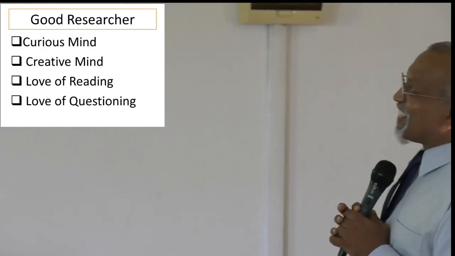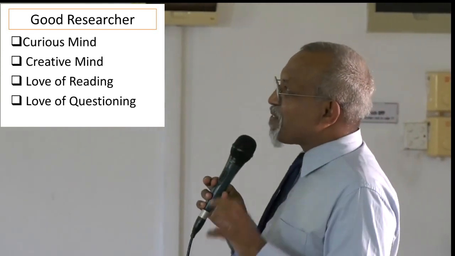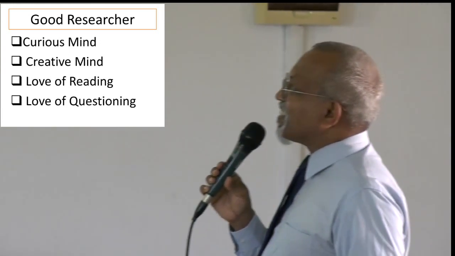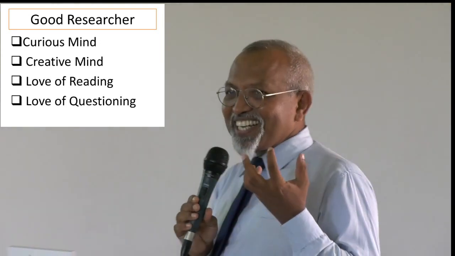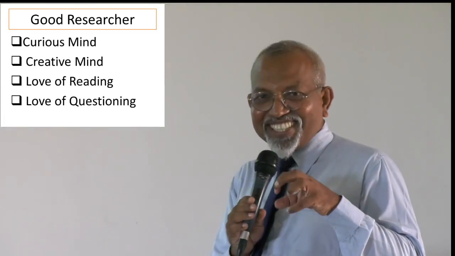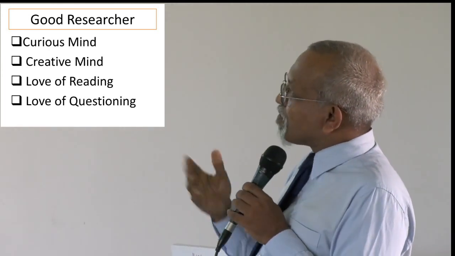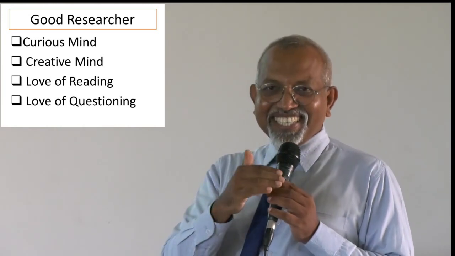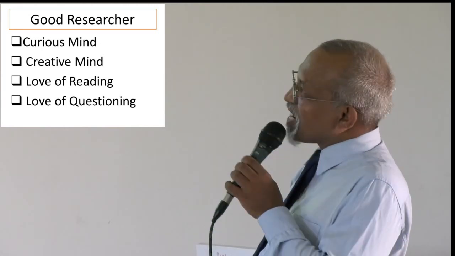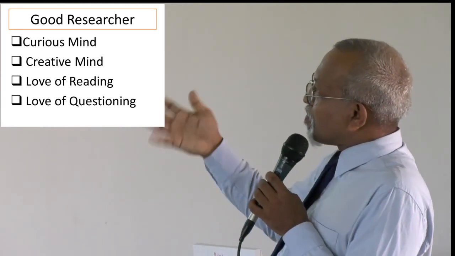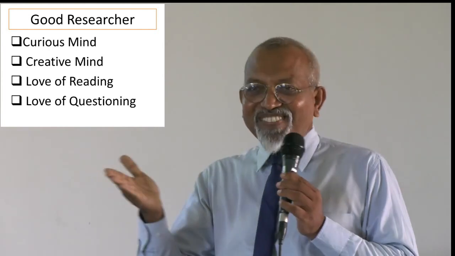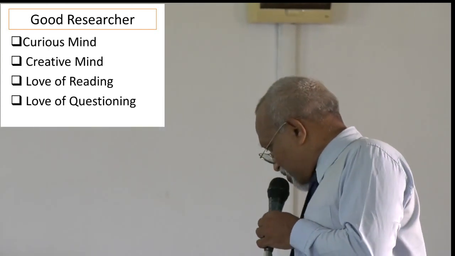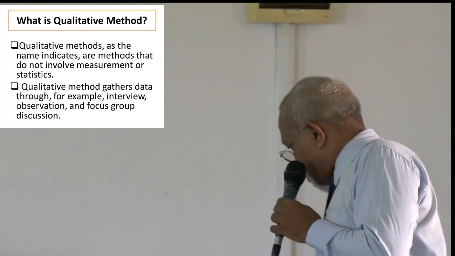So to be a good researcher, what kind of mind should you have? A curious mind, questioning, right? Then you need some creativity also, something different from what others think. And love of reading, because you need to read relevant books and articles, what others have done in that area, right? So better to read more in that area. And love of questioning. You have to ask questions. Why? Right? So all those things you can use when you are writing your paper.